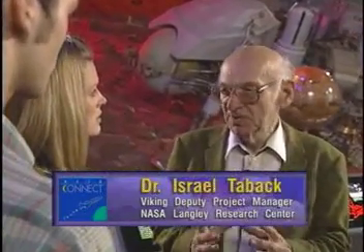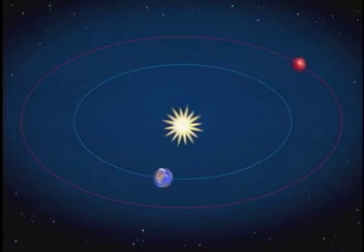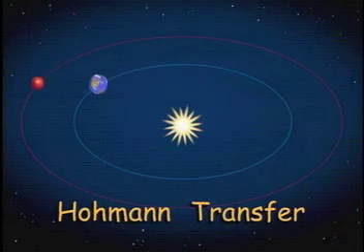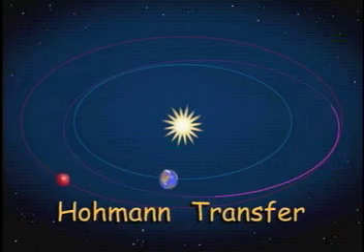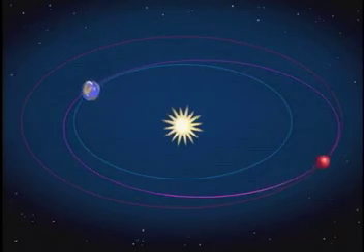You know, most orbits around the sun are fairly circular. So if we start from Earth, for example, and want to go to Mars, we use what's called a Hohmann transfer, which is an ellipse, which takes us from the Earth's orbit out to the Mars orbit, and we meet Mars when it gets there.